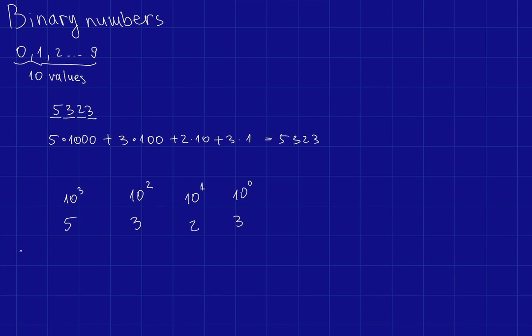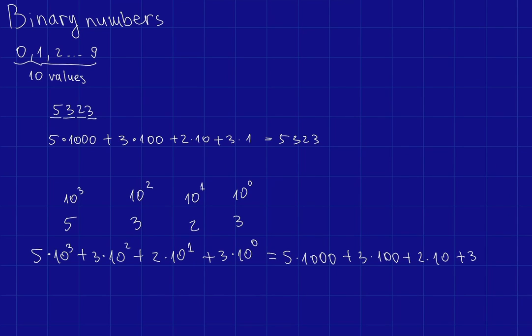Now that we wrote it in this way, we can multiply it out to see that it actually makes sense. 5 times 10 to the power of 3 plus 3 times 10 to the power of 2, 10 to the power of 1, 10 to the power of 0, and this is equal to the following. And you can actually see that this right here is the same thing as the thing from above, which means that we got exactly the same number from above.